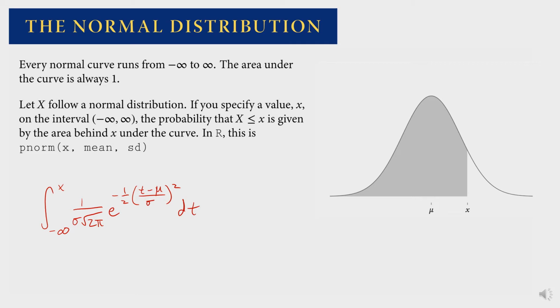Even if you know calculus, this is not easy. There's no closed form solution for this. The only way to solve it is to use a numerical technique like Simpson's rule or the trapezoid rule. Even if you understand the math, it's a lot of work. So we let the computer do it. In R, the area behind x for a normal curve is given by the pnorm command.